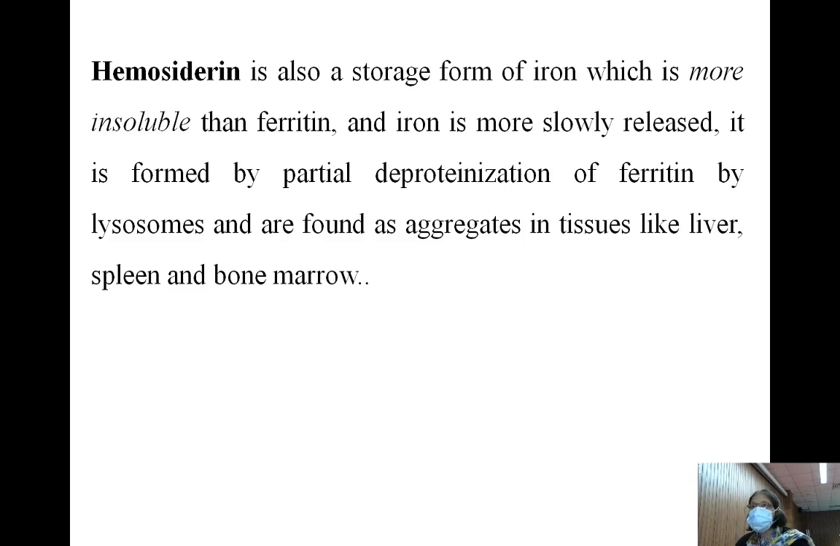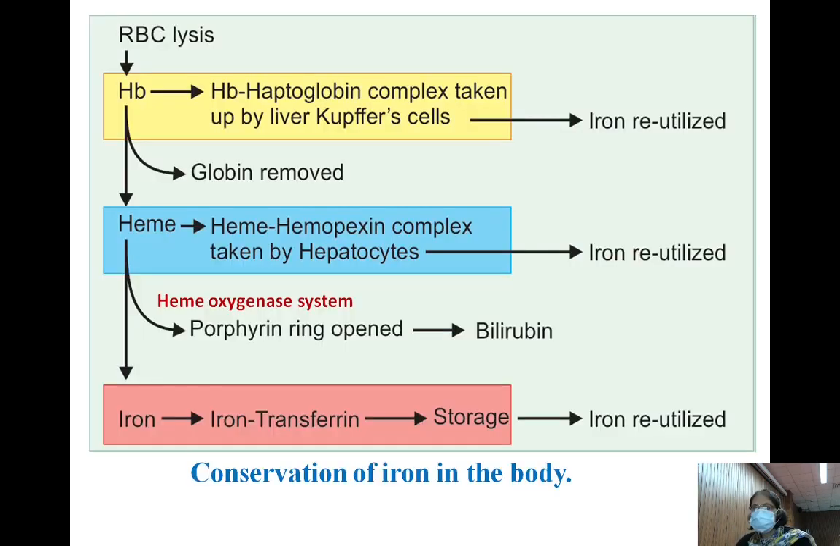Hemosiderin is also a storage form of iron, which is more insoluble than ferritin, and iron is more slowly released. It is formed by the partial deproteinization of ferritin by lysosomes and is found as aggregates in tissues like liver, spleen and bone marrow. This is the conservation of iron in the body.